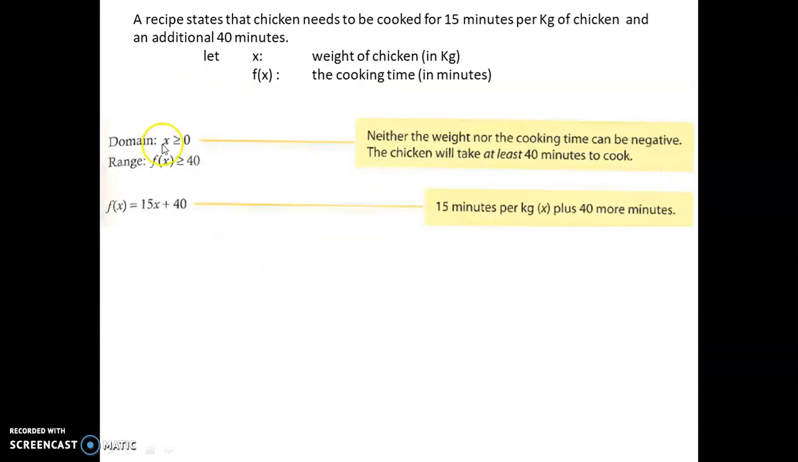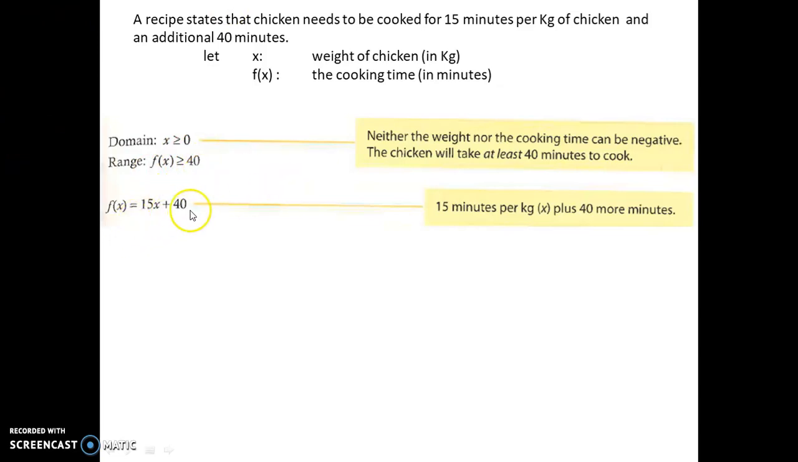So first of all, your domain is x values greater than or equal to 0. We cannot have a chicken whose weight is less than 0, so we're going to say from 0 upwards. Range, basically what is the cooking time? Well, we know their minimum cooking time, it said, was 40 minutes, and then you add 15 minutes for each kilogram. So the lowest y value is 40. So our range is values of f of x that are greater than or equal to 40 minutes.